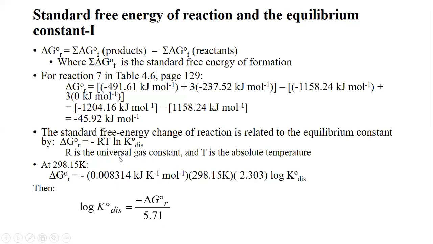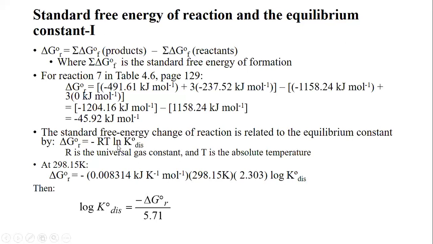If we use the kilojoule, it has a certain value. In the old calculations, they used to use calories, so the value will be different. So this is 0.00831 kilojoule per Kelvin per mole times the temperature. Remember, minus R, this is R, T, 298.15 K. We multiply by 2.303 log K0.